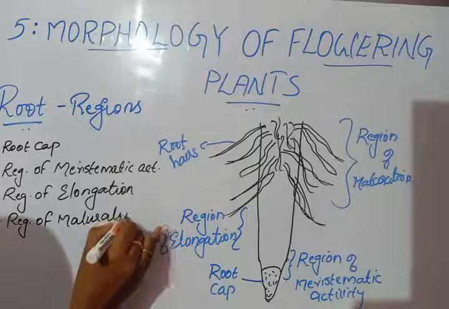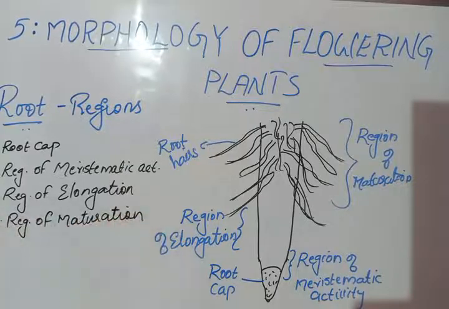Region of maturation. Okay, what happened in this region? Region of maturation means the region has differentiated and matured cells. So the cells present in the region of maturation will be differentiated and become mature.